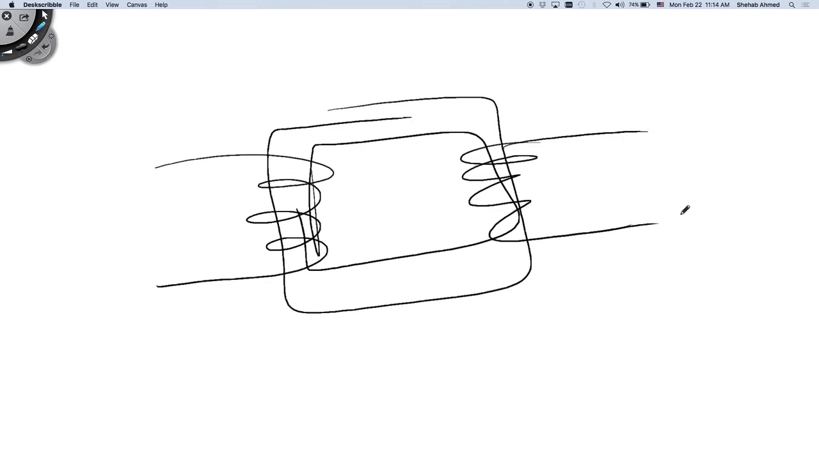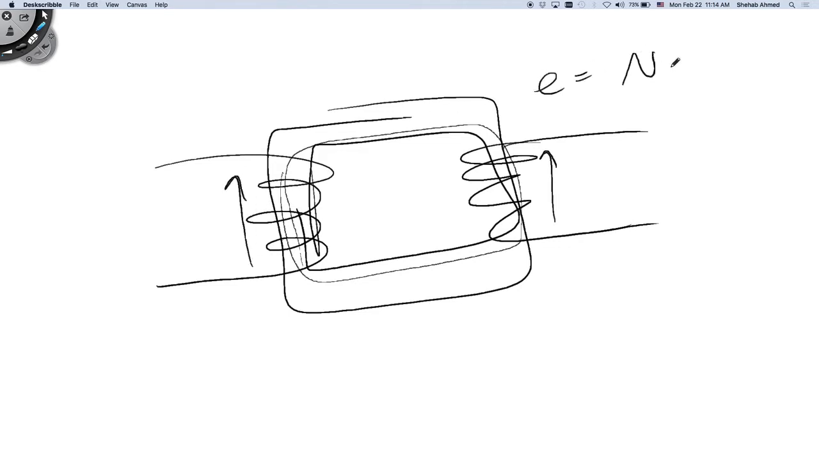In the simplest form, it's windings here and windings here wound on a core. If time varying flux moves around this core, then the voltage generated across these windings is equal to N dφ/dt. It's the rate of change of flux flowing in this core multiplied by the number of turns. So this generates a voltage.